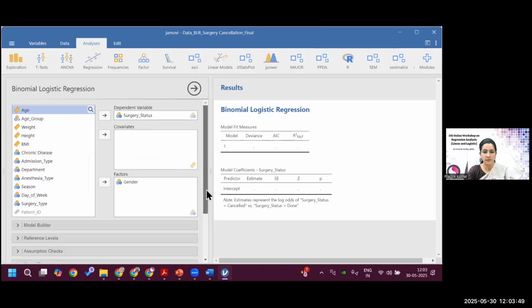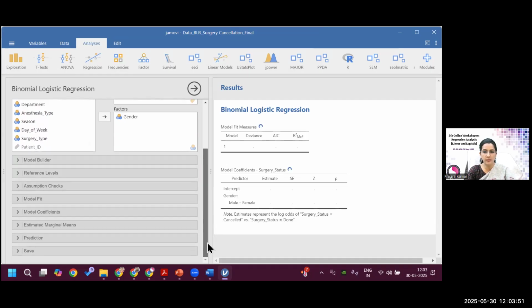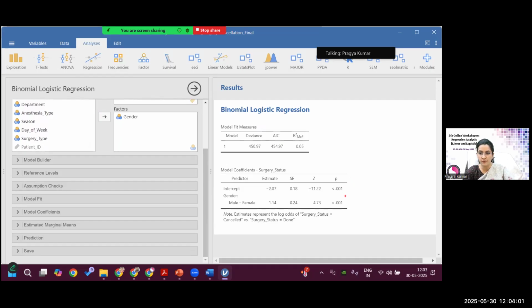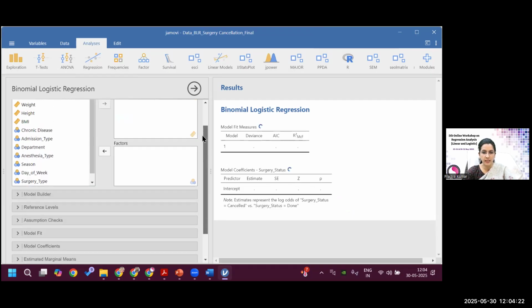To see the p-value, it appears here in the model coefficient. This is my p-value. If you see the p-value of gender, it is significant. I'm writing on a piece of paper which variables are significant. So gender is significant, and I will take gender in my final model. Then, next step, I will move gender back and take the other one, age.